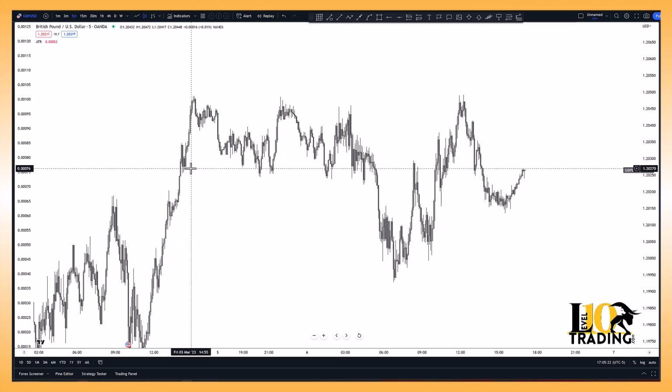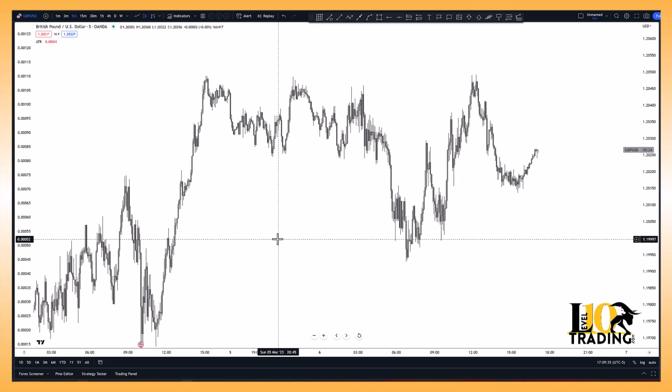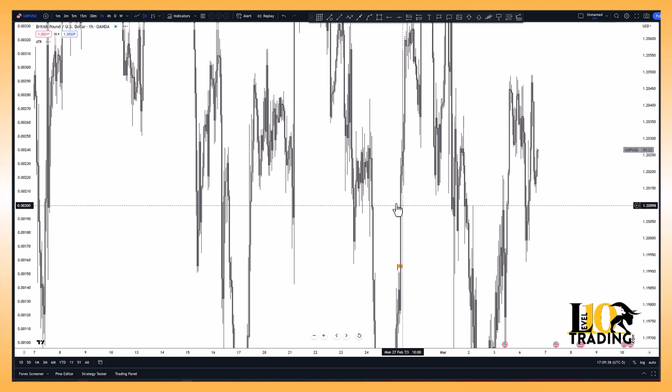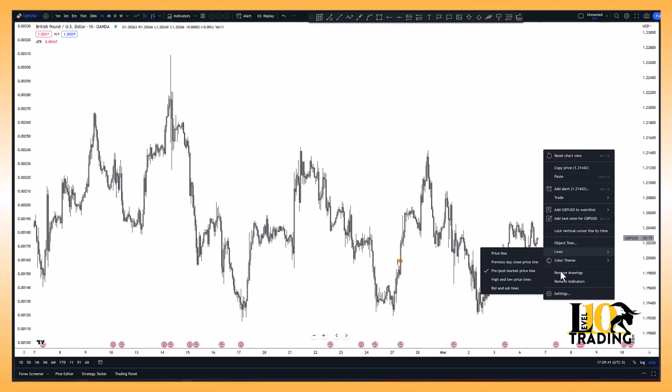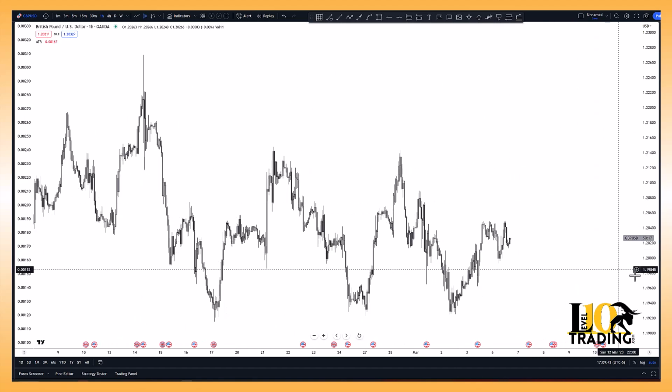Now, there are 3 ways that I have used, or sometimes used, depending on the strategy that I'm trading, this ATR. So I've shown you how to set it up and how to customize it. Now I want to show you how I've used it. Now, let me flip over to the hour chart. Let me remove that.